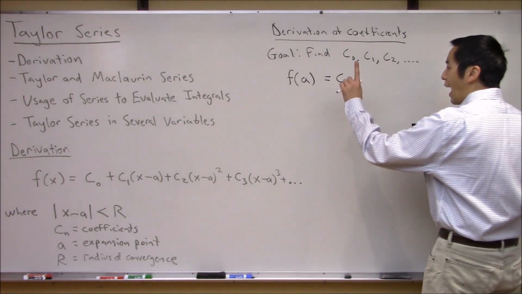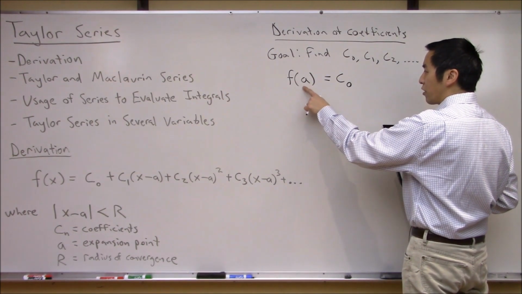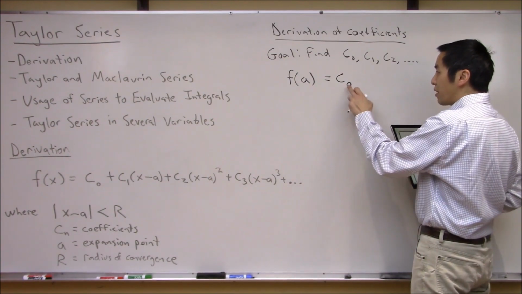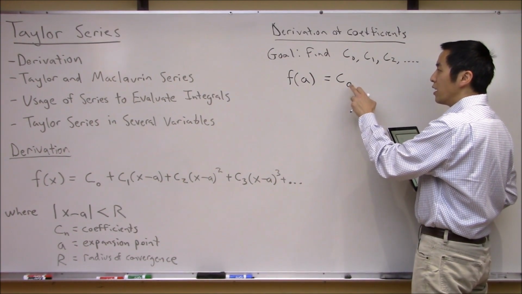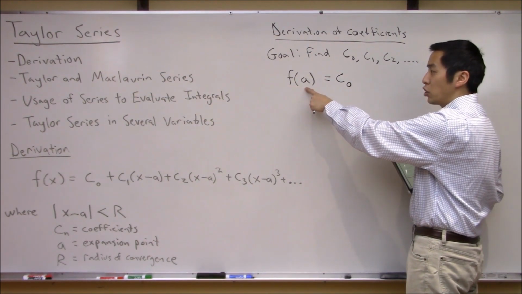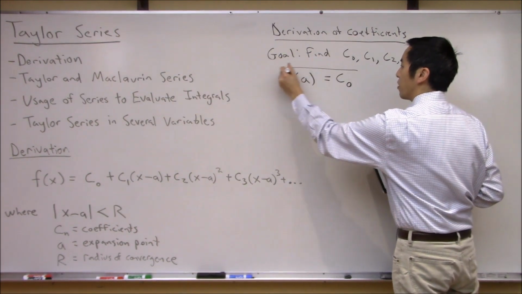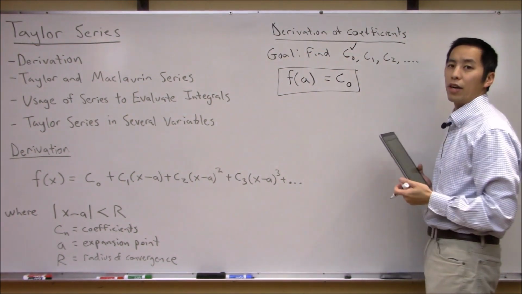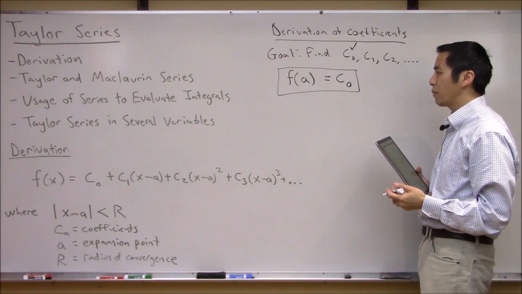So at x is equal to the expansion point, you just have this C0 coefficient. So actually, this tells us what the C0 coefficient is. The C0 coefficient is just the function evaluated at the expansion point. So great, box this up. This is one of the coefficients we needed. Didn't we say we're looking for C0? Got it. All you do is evaluate the function at the expansion point.